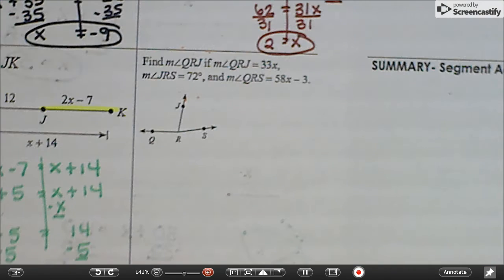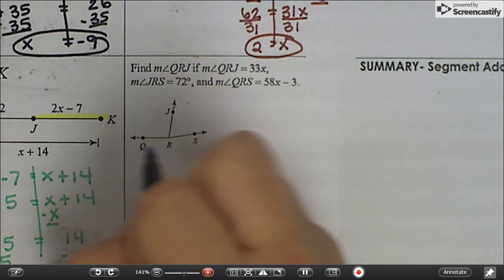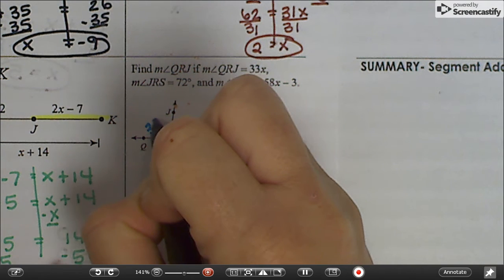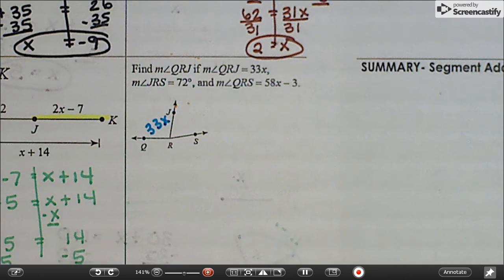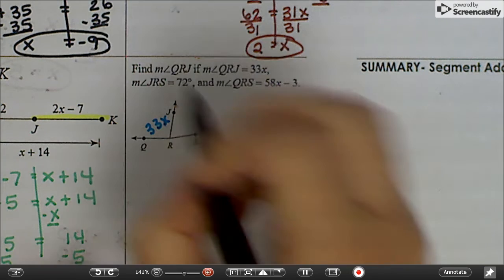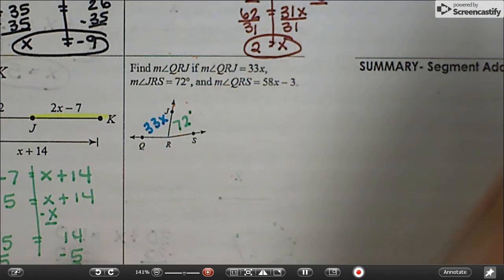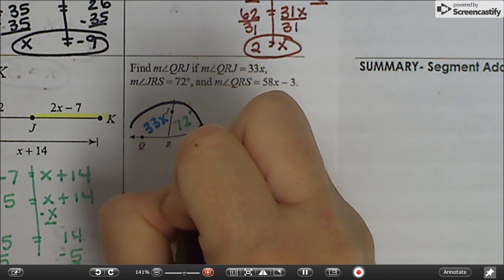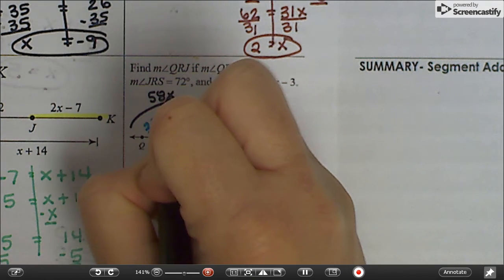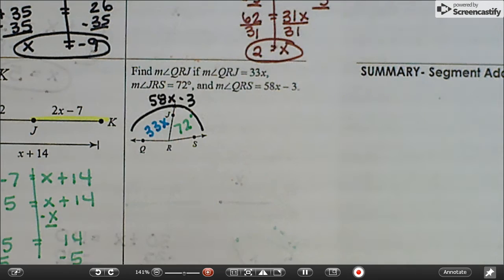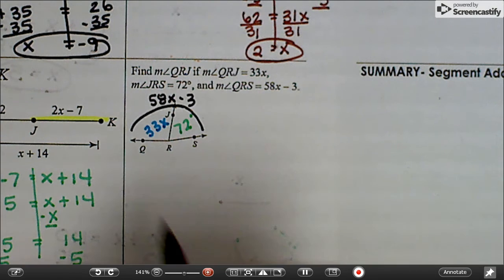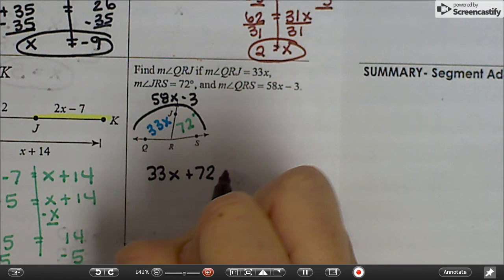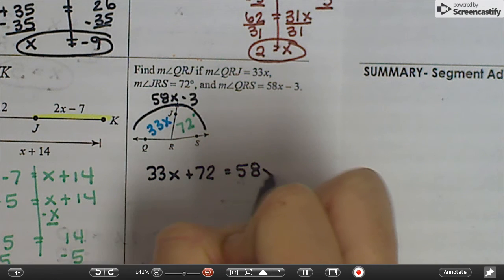All right, and the same thing but with an angle. QRJ is the one we're looking for. It is represented by 33x. JRS is represented by 72, and the whole angle is 58x minus 3. Piece plus piece equals whole. So 33x plus 72 equals 58x minus 3.